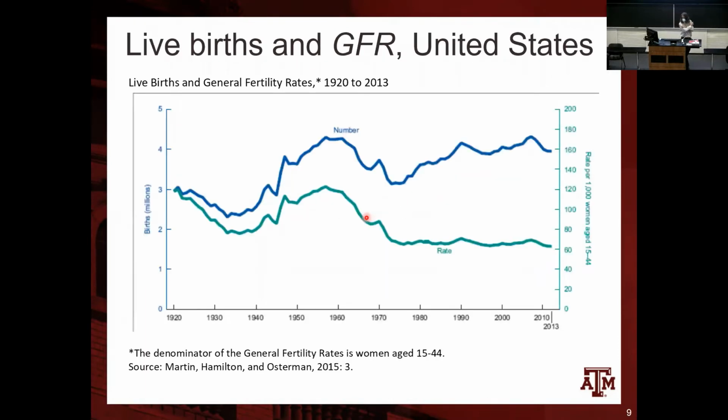So these are the trends of the general fertility rate and the overall number of births between 1920 and 2013. The overall number of births in millions increased right after World War II, and then it declined, and then increased a little bit again after the mid-1970s. Like in 1980, it started to increase, and is increasing again up to now. It decreased a little bit between 2010 and 2013.